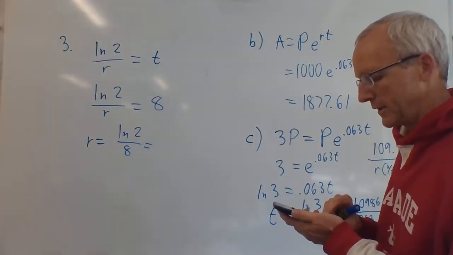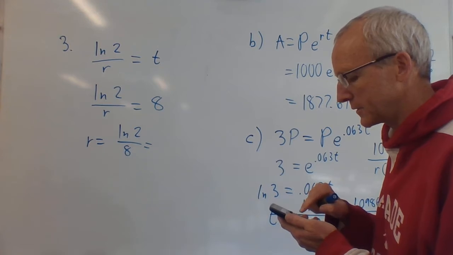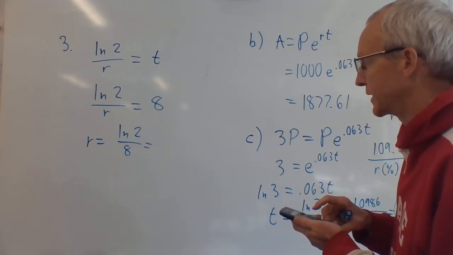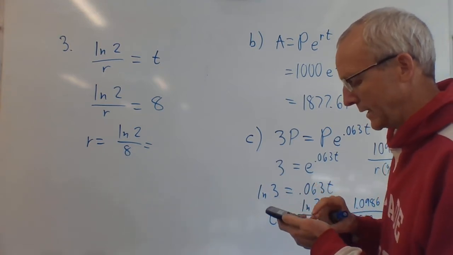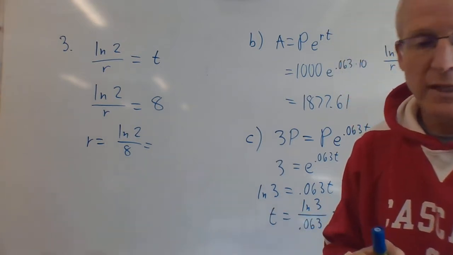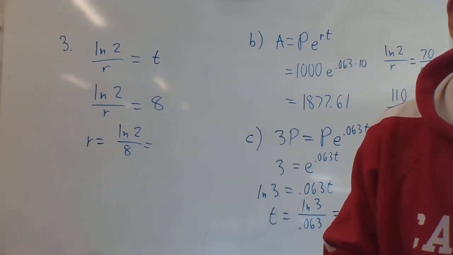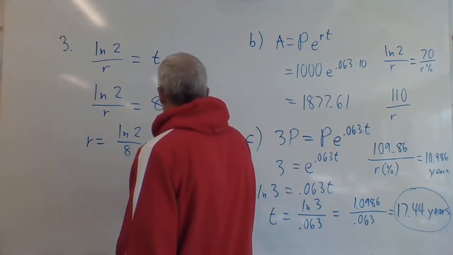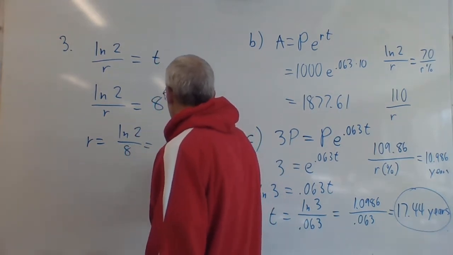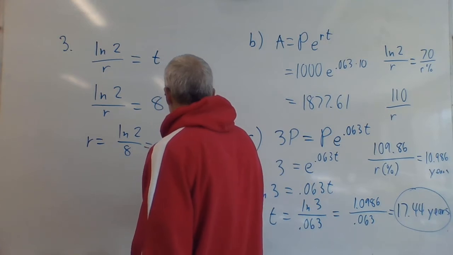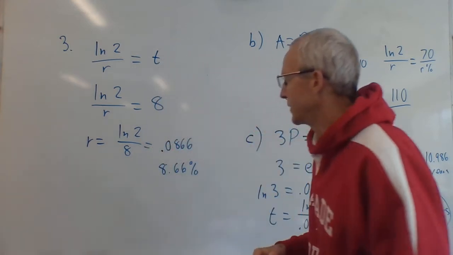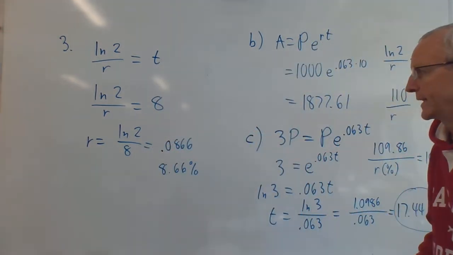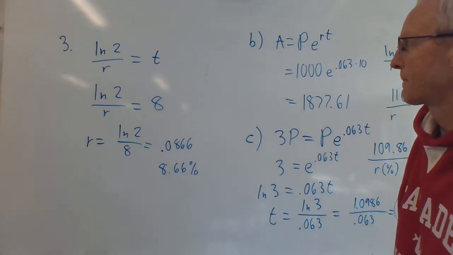So let's do that. ln of 2 is about 0.693 divided by 8. It's about 0.0866, or as a percent, about 8.66%. So if you want to double your money in 8 years, you need about an 8.66% interest rate.